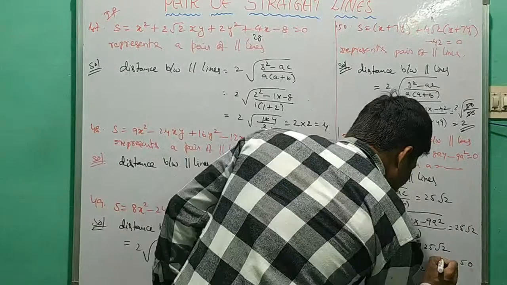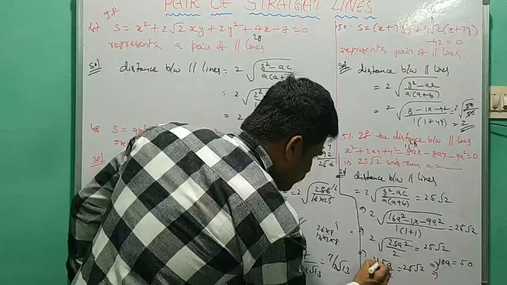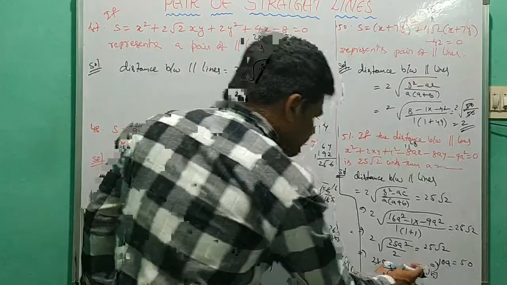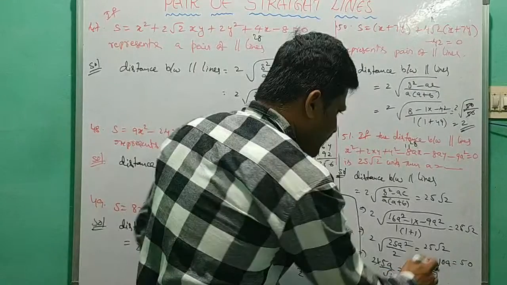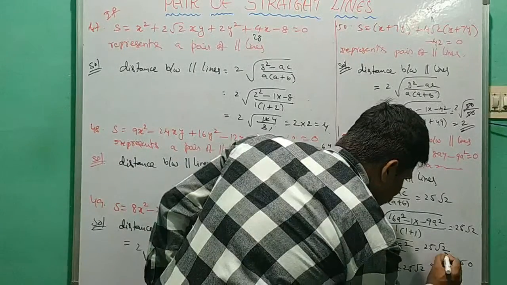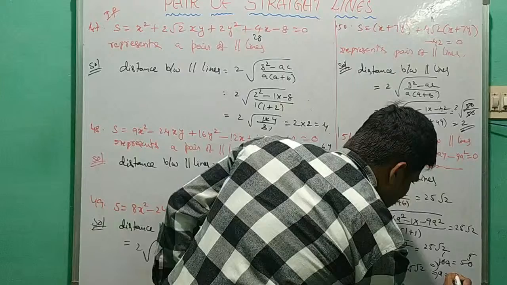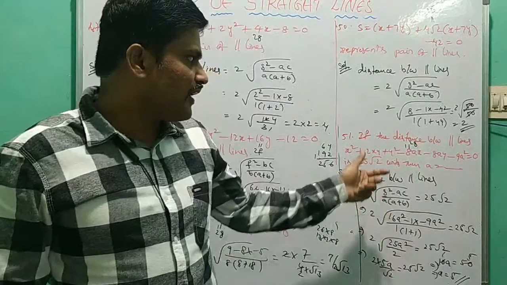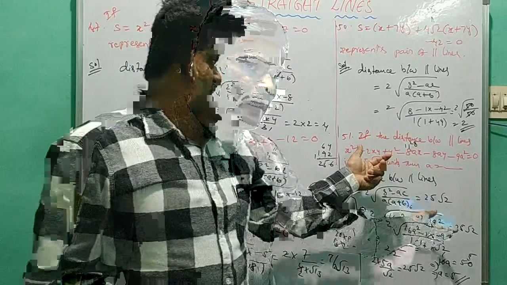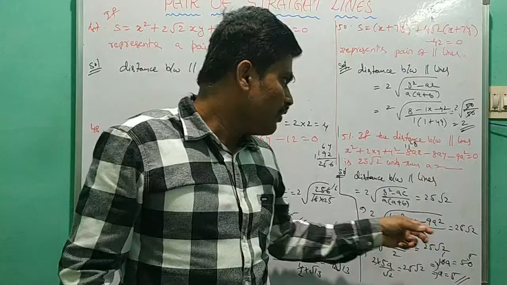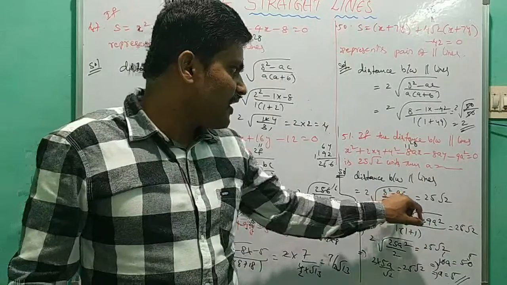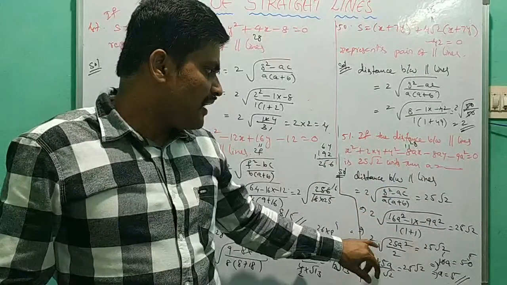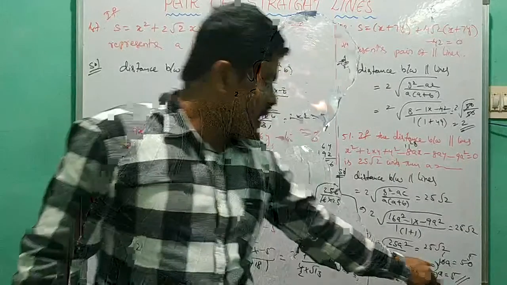This is 10a. Root into root is 50. So 10a is 50, and a is 5. Now equating the distance between parallel lines, that is 25 root 2, and substituting b, a, c of the parallel lines and simplifying, the value of a equals 5.